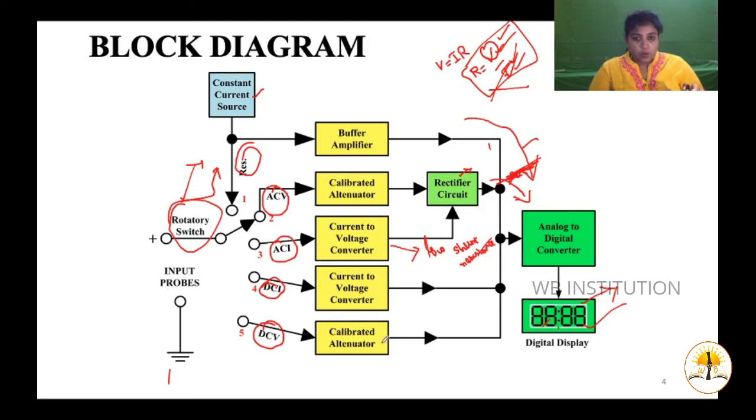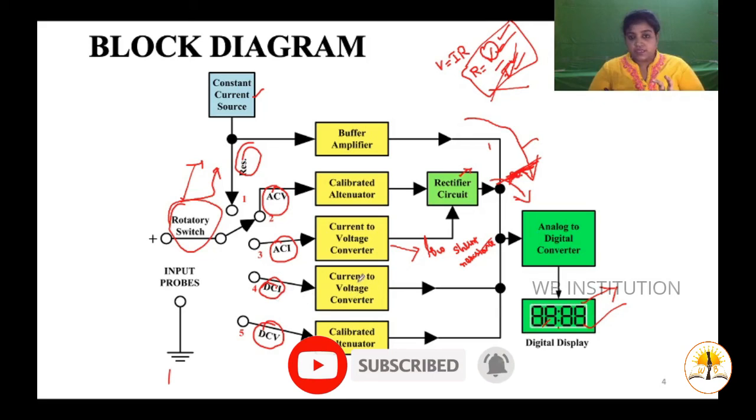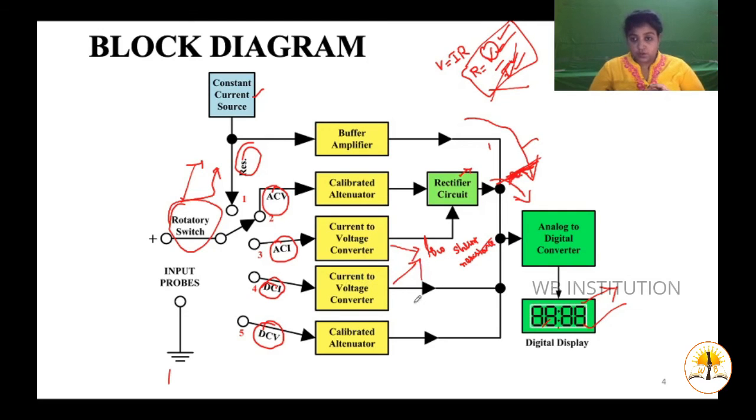Fine. Now next you can see your DC current. Here also it is a current to voltage converter, which is nothing but your low shunt resistance. Again it is connected directly, there is no rectifier here. Why? Because the signal is directly fed from your input current, and it is sent to your analog to digital converter, and finally you will get your display.